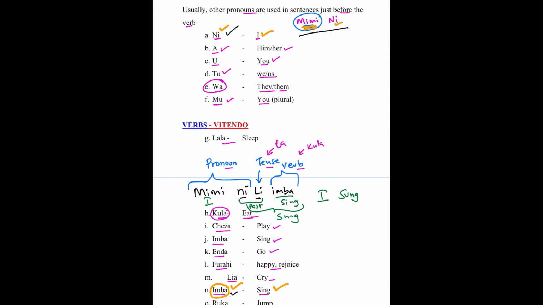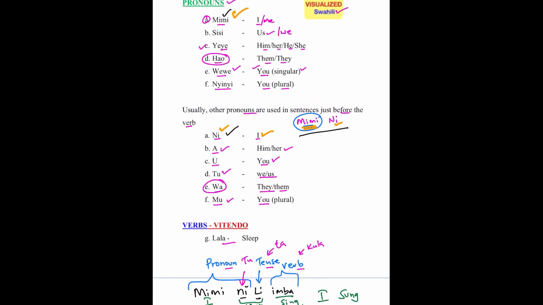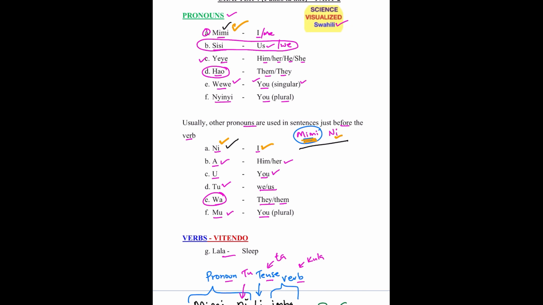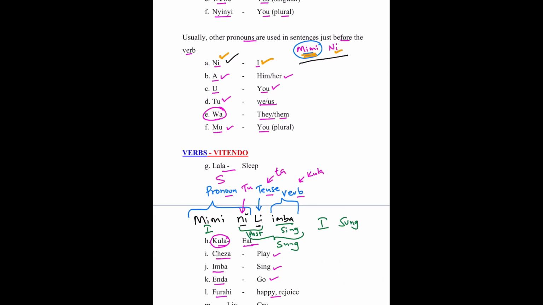So for pronoun, instead of that ni, we use tu. And then remember that goes with sisi for we. So here you put sisi. So the sentence becomes, putting them together, sisi, and then tu, that's still part of the pronoun, and now connect it to the tense, which is ta, and then verb, kula. Sisi tutakula. That means we will eat.